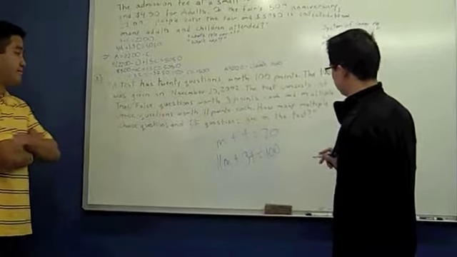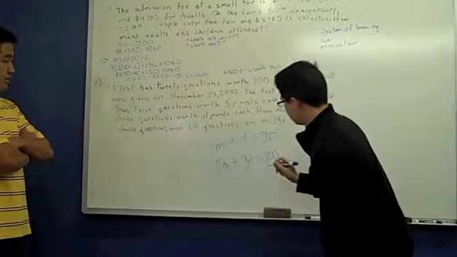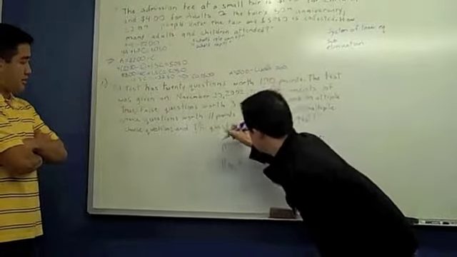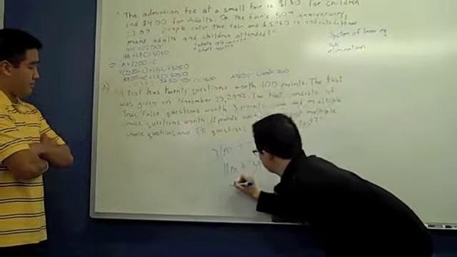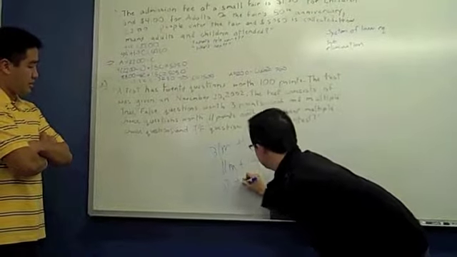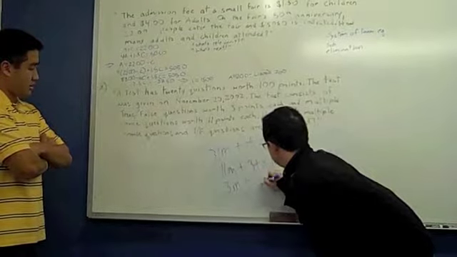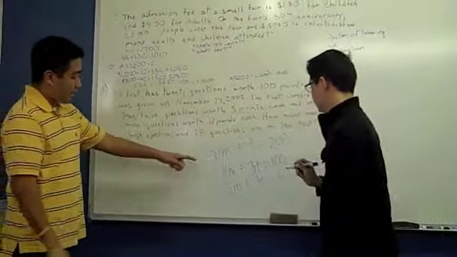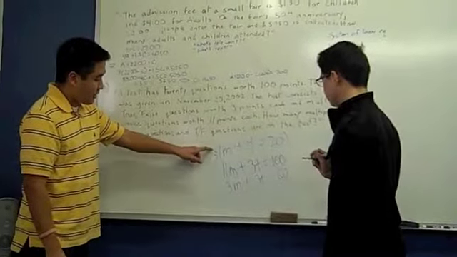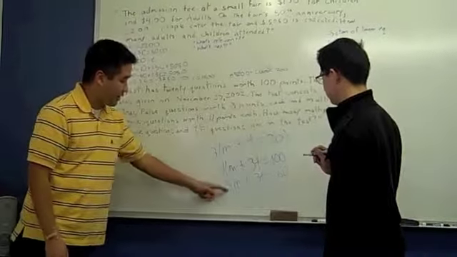Next, I think I'll use elimination. So I'll multiply the entire thing by 3. Good, since 3 is the smaller number. So 3M plus 3T equals 60. Oh, because you're just moving it down here, right? Yes. Is that what you're doing?